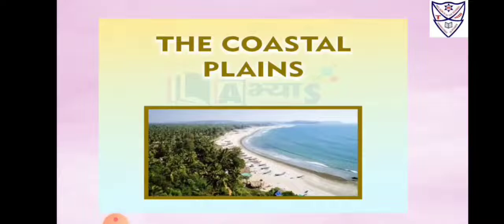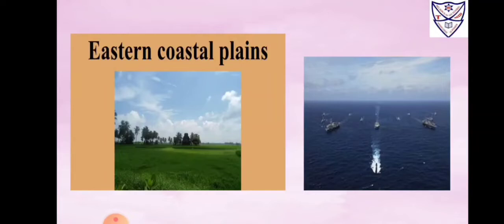The Coastal Plains. On both sides of the Southern Plateau are narrow strips of coastal plain which are very fertile. These are called the Western Coastal Plain and the Eastern Coastal Plain. The Eastern Coastal Plain is broader than the Western Coastal Plain. The climate here is neither too hot nor too cold.